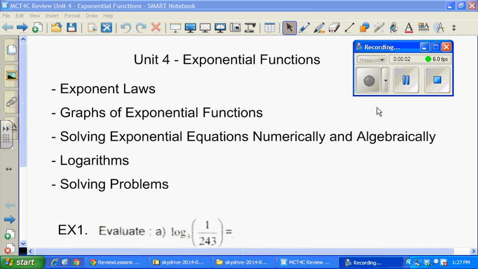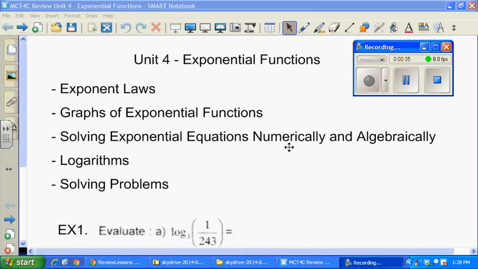Okay, welcome back for Unit 4, Exponential Functions. A lot of this chapter was review, and there were lots and lots of little bits of things that we did. Some new, some review: exponent laws, graphs of exponential functions, which I don't think we've got an example of in here, but you're responsible for being able to draw the graph of an exponential function without technology using nice points, solving exponential equations numerically and algebraically.